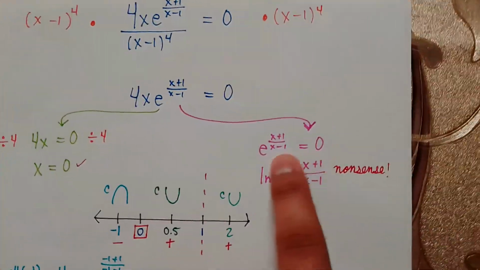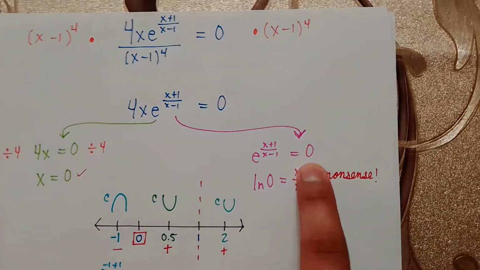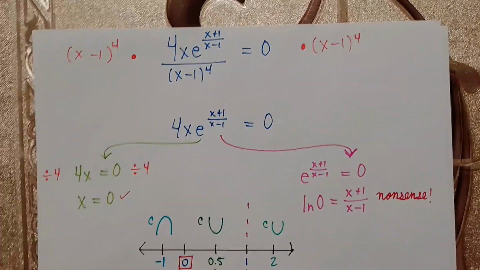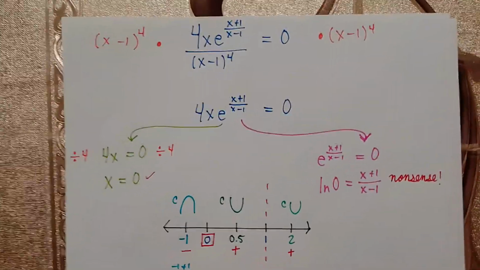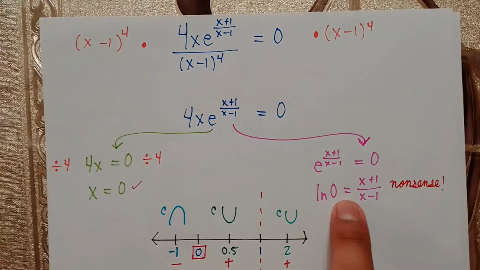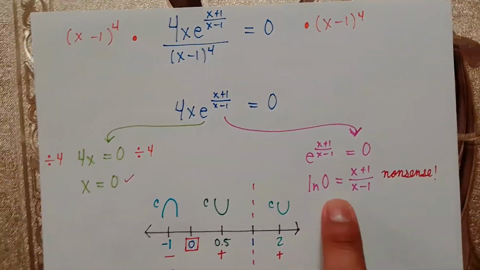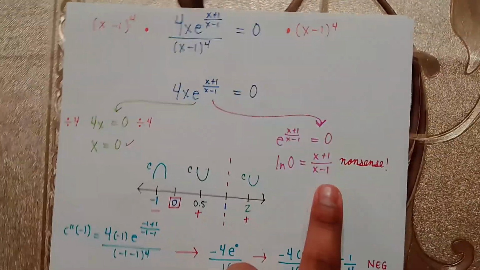Now on this side, it's not so pretty, because e to any power cannot be 0. If you plug in negatives, you get small values. If you plug in a 0, it's going to be a 1, and anything above 0, it's going to be a huge number. We'll try to put it in logarithmic form, and it's still nonsense, because the natural log of 0 is not defined. It's actually just a big old error.